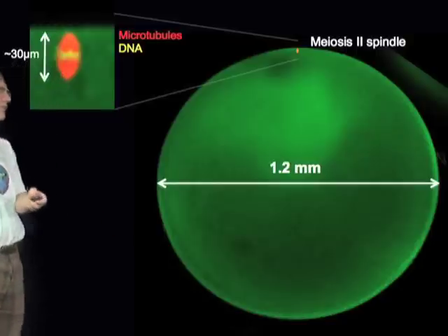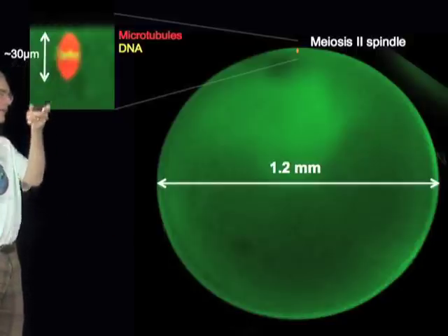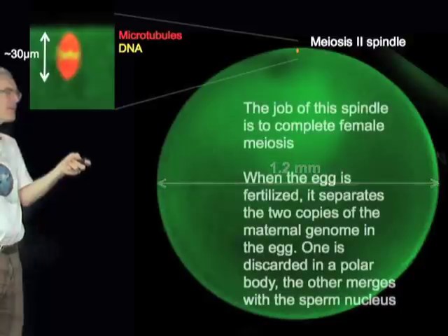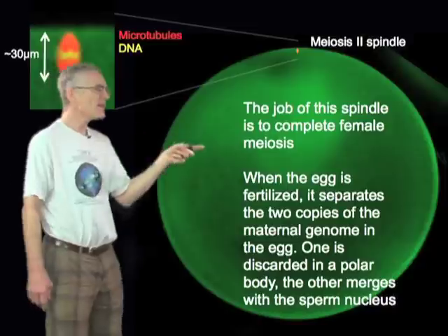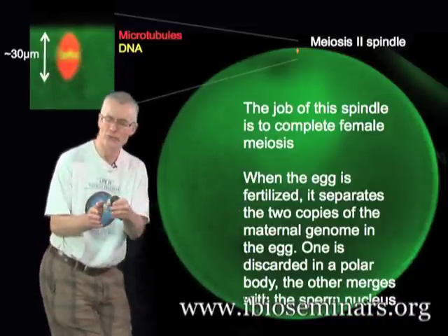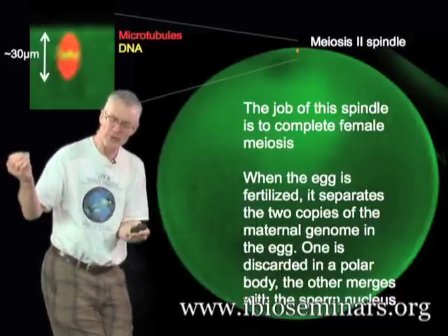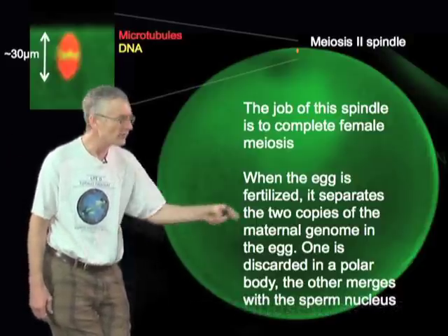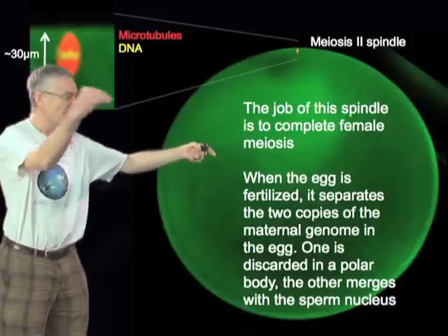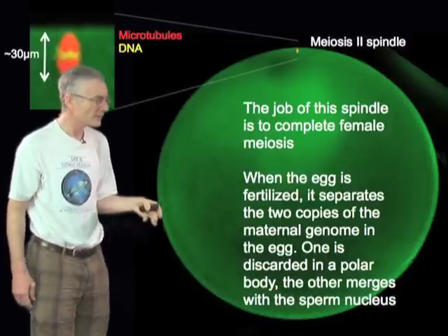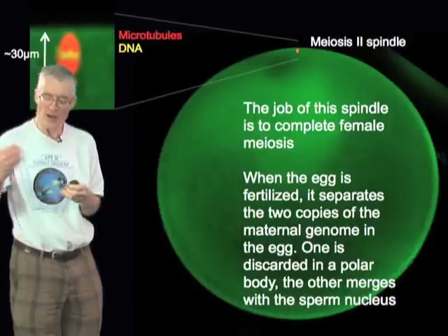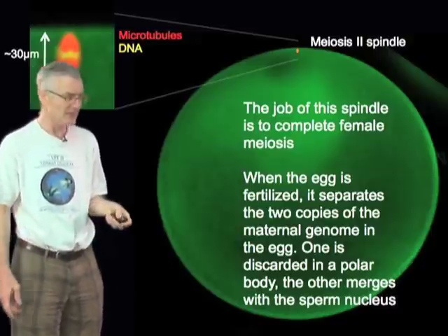Here's a zoom in to the meiotic spindle. It's about 30 microns in diameter. You can see the DNA in the middle. The job of this little spindle is to complete female meiosis. So when the egg is fertilized, it separates the two copies of the maternal genome, splits them into two. One copy is thrown away, the other copy meets the paternal genome, which comes in, a sperm would come in, something like this, and the sperm nucleus moves into the center and then meets the one half of the female genome. So the job of this spindle is to essentially throw away one copy of the maternal genome and keep the other to make it haploid.